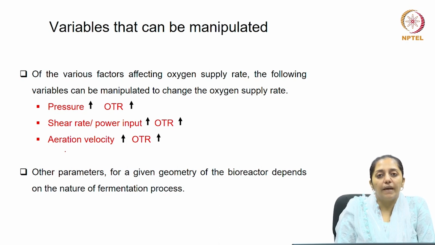which happens by the impellers, because the higher the rotational speed, the more they break down the larger bubbles into smaller bubbles, but this may also increase the shear forces. Then increasing the aeration velocity directly will also lead to an increase in the oxygen transfer rate. Now, the other parameters, for a given geometry of the bioreactor, depend on the nature of the fermentation process.